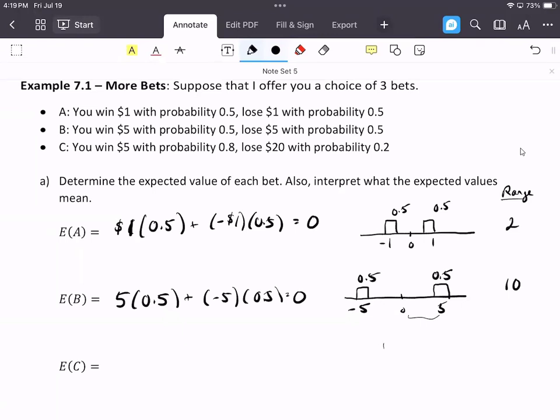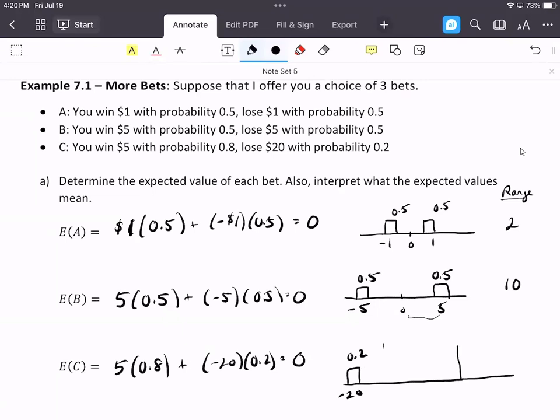The final one, let's see, we're going to win $5 with probability of 0.8. That's looking more promising. But on the other hand, we can lose $20 with a probability of 0.2. The expected value of this one's also 0. But this little chart's going to look a little bit different. So we've got minus 20 out here, and these are obviously not all to scale. Probability of 0.2. But then way over here somewhere is 5. Win $5. Probability of 0.8. Now here, the range is 25.